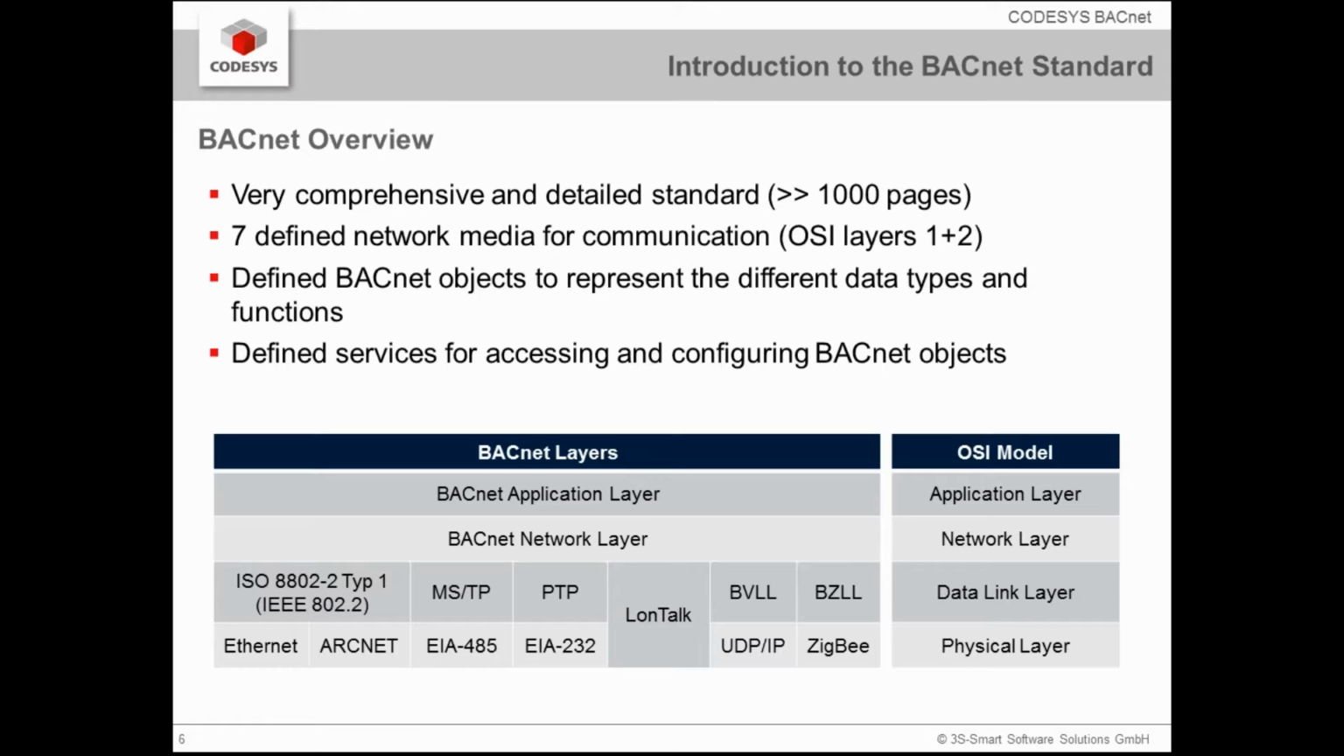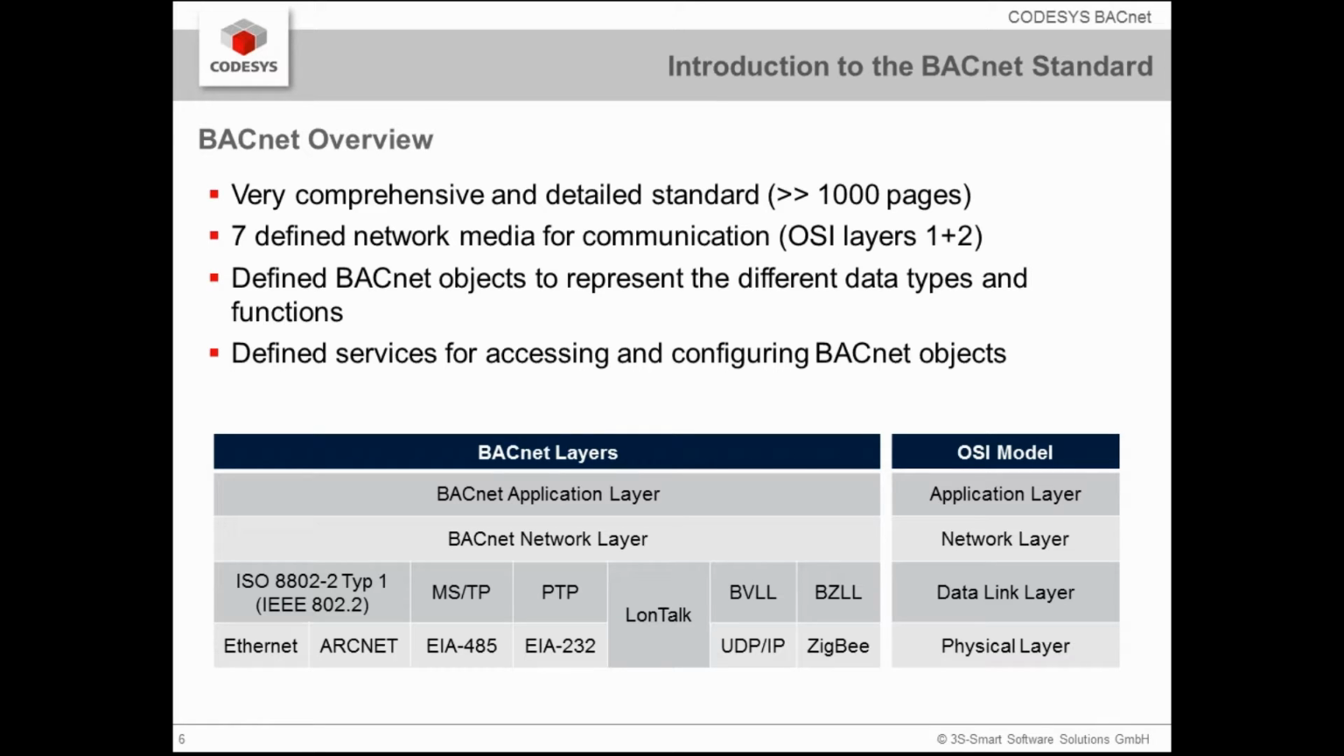So a short overview to the BACnet standard. The standard itself is a very comprehensive and detailed standard with way more than 1,000 pages. It defines 7 network media for communication regarding the OSI layers 1 and 2. And it defines BACnet objects to represent different data types and functions, and also services for accessing and configuring BACnet objects. In this table here below, you see the different BACnet layers which are defined by the standard.